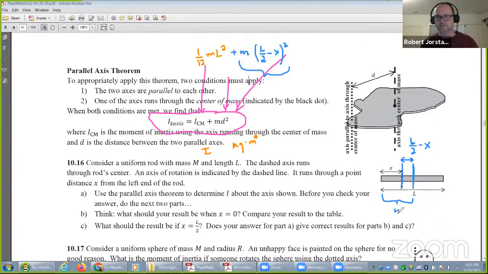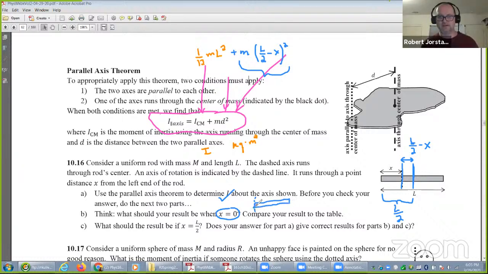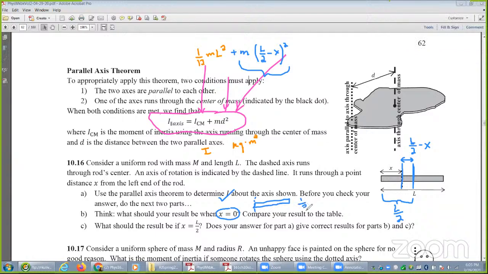Okay, so that whole distance is L over 2. So that means the distance that we care about, and so that was tricky. Now, wait a minute. I think that's going to work out. Now think, what should the answer be if X equals 0? If X is equal to 0, where is the axis located? The center? Or at the end? The end. So what value should you get if X equals 0? Should it be 1/3 or 1/12? 1/3. Does it work out?